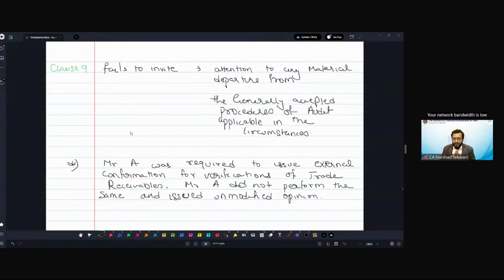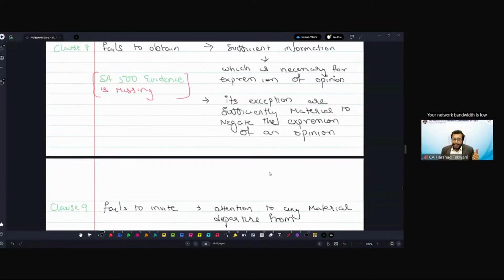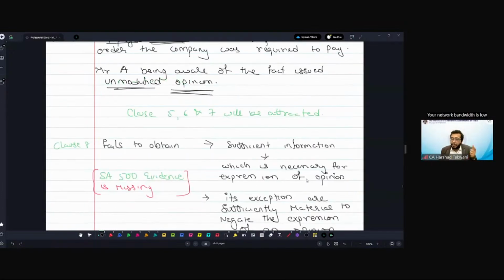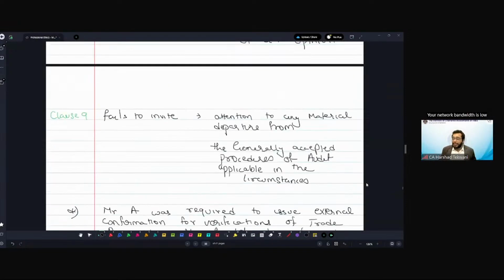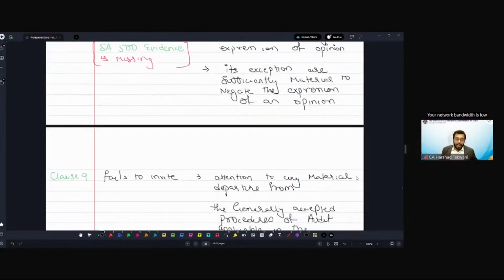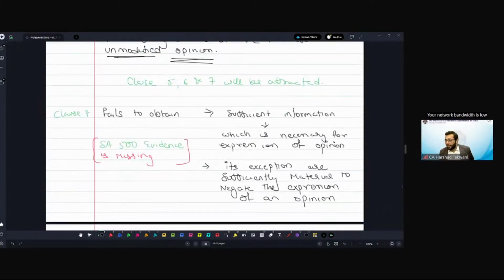So here in this particular example, Mr. A first failed to invite attention to any material departure. That means there was a material departure from the generally accepted audit procedures, which is I need to send external confirmations. Okay. Now, when I did not follow that particular procedure, means I did not collect the evidence which was necessary for expressing an opinion, plus there was a departure from the generally accepted audit procedures. I did not bring attention to that also. 8 and 9 both will get attracted. And if I say he was grossly negligent, 7 will also get attracted.